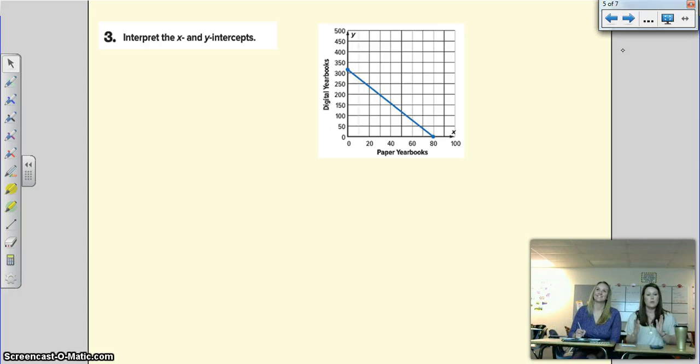So now what we're going to do is interpret these intercepts. What do you mean by interpret? Well, interpret means to relate it back to the problem. So make it real. Make it real, relate it to the yearbooks.